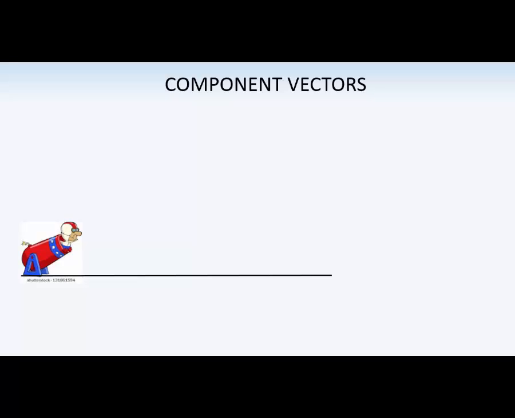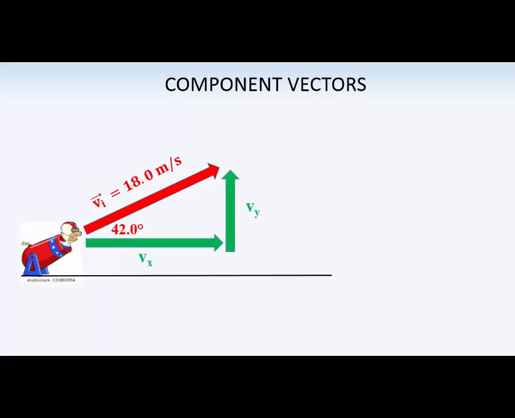Here is a quick example of how a vector directed at an angle can be split up into its components. Here we have a human cannonball that is shot forward with an initial velocity of 18.0 meters per second at an angle of 42.0 degrees. Here's the horizontal and vertical vectors of his initial velocity.